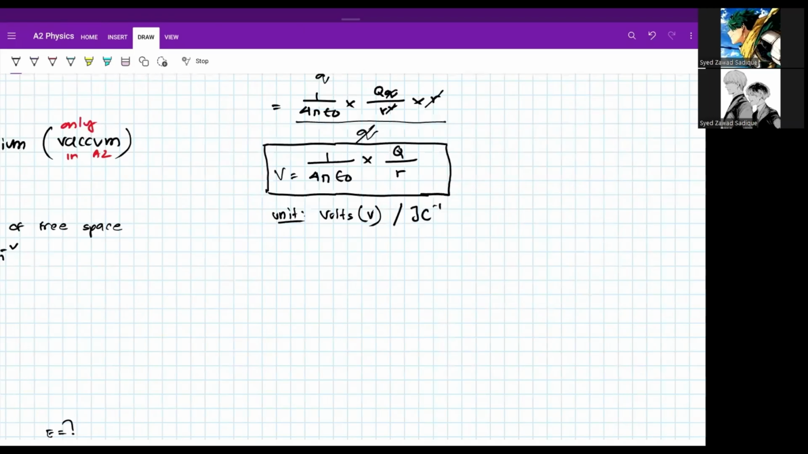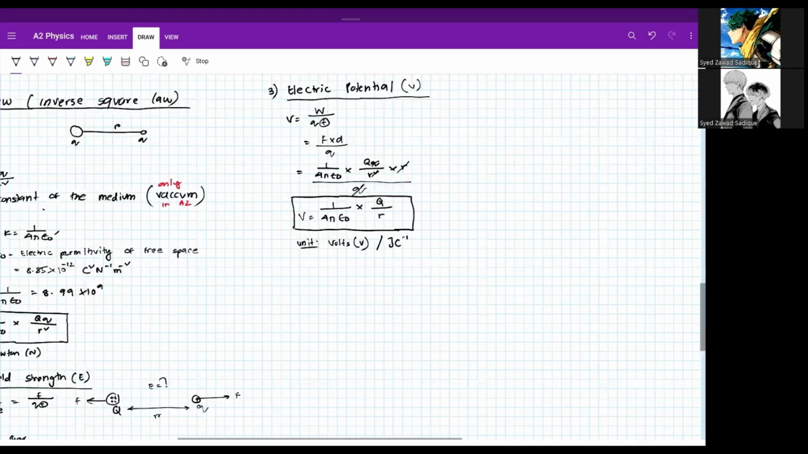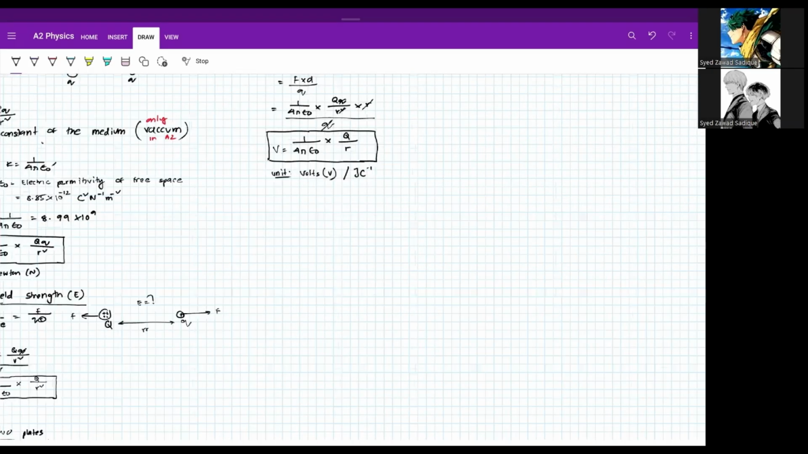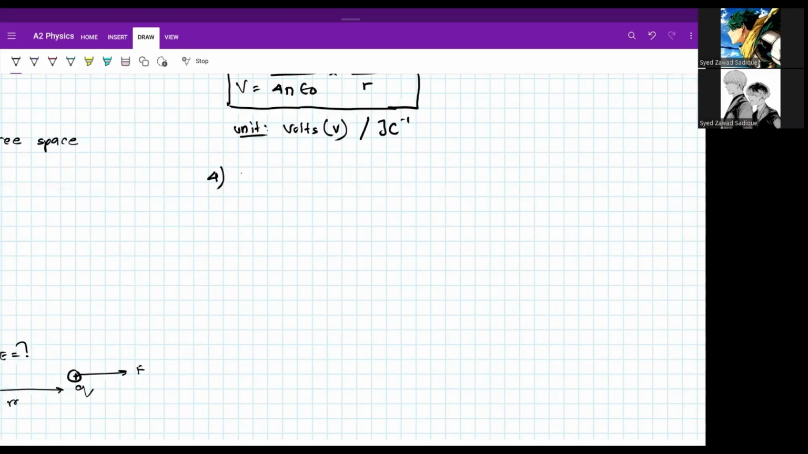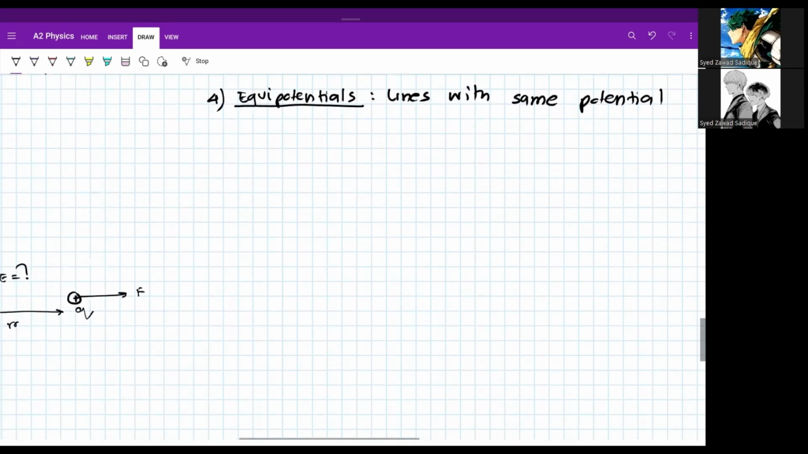Okay. Now a few concepts are left, not too many. For example, in electric fields, we have something called equipotentials. Equipotentials refer to lines with the same potential.